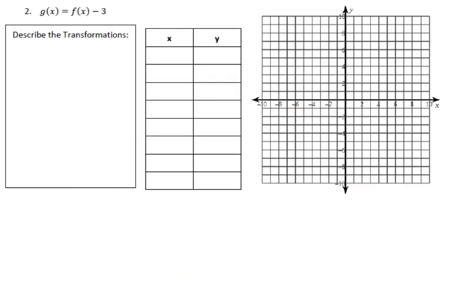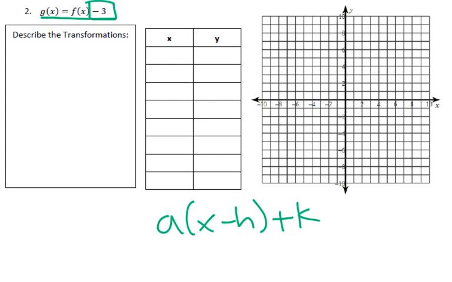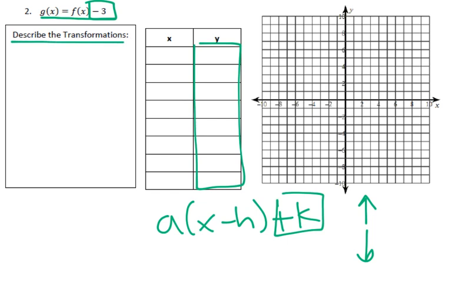Then what you're going to do is, using that function you made, you are going to do some transformations. So it's very important that we remember what the different transformations are. Remember, when it's outside the parentheses, adding or subtracting, that's our k. That shifts it up or down, so that's going to affect the y values. So tell me what the transformation is doing, show me how it affects the table, and then draw the graph.